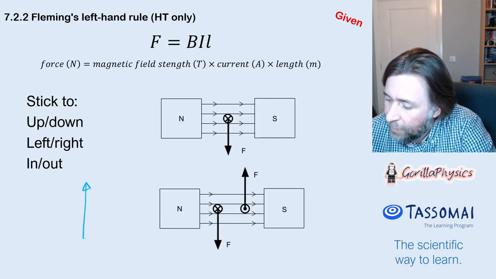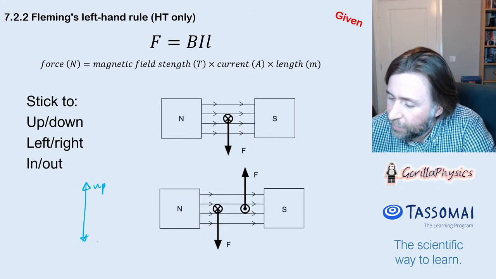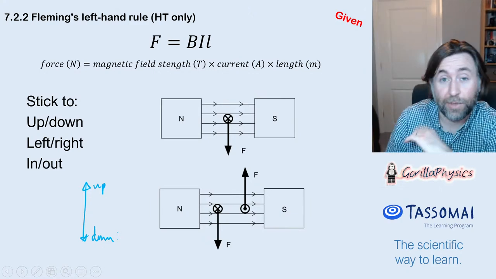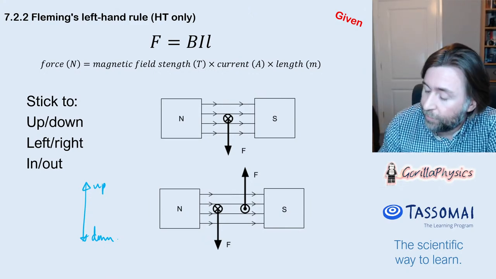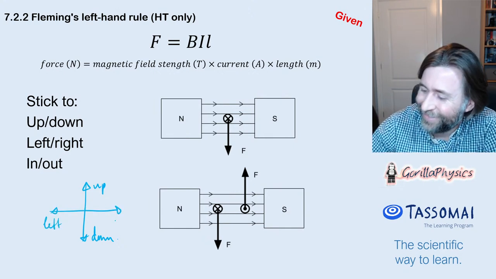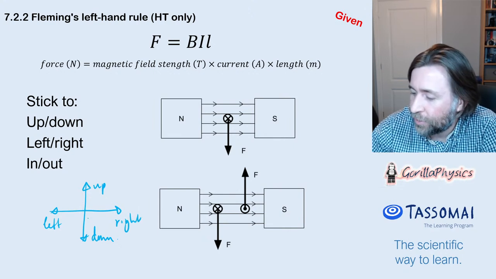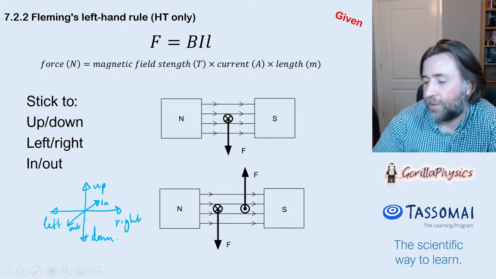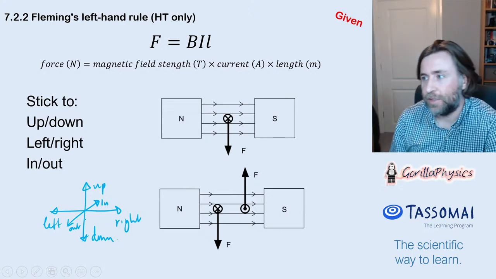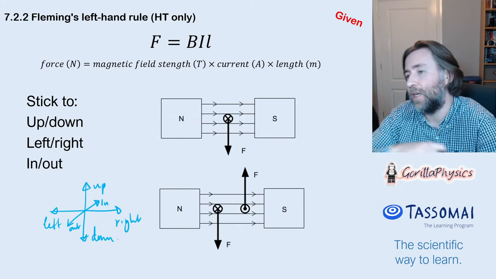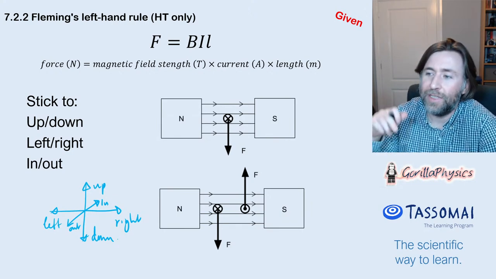Okay, so up is this way, down is this way. Literally on the page, on the flat exam paper in front of you, up and down means that way. Left and right is the easy one because you can't get confused with that, I would hope. But then you also have into the page and out of the page. So when you're describing the direction of these things, just try and stick to those as your descriptors of the three dimensions. Up and down means up and down the page, left and right of the page, in and out of the page.